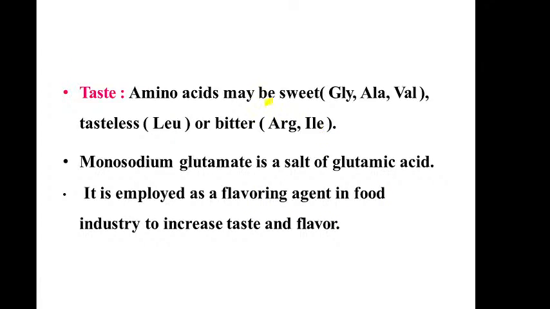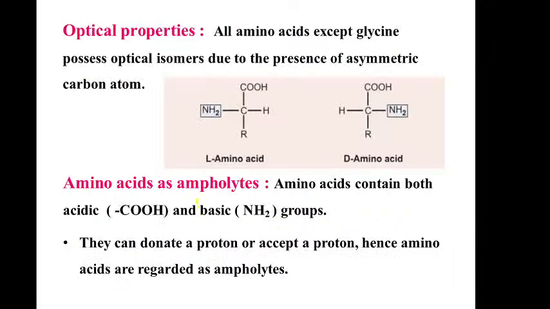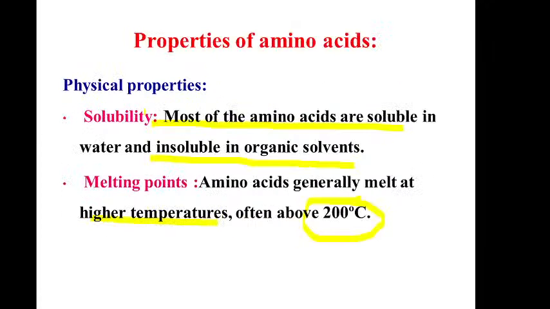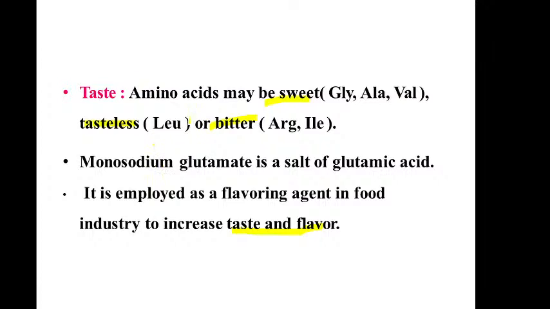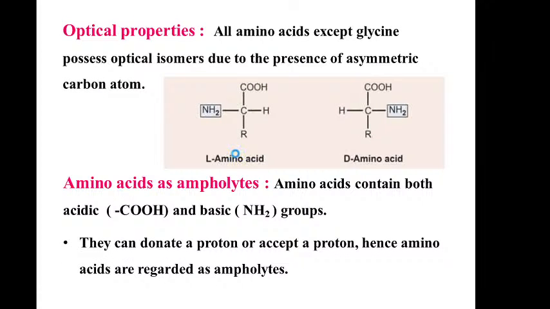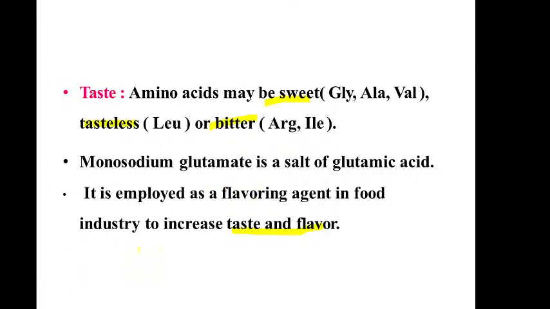So amino acids may be sweet, tasteless or bitter. Monosodium glutamate is a salt of glutamic acid. It is employed as a flavoring agent in the food industry to increase the taste and flavor. So this is the solubility, melting point, taste and the flavoring agent.